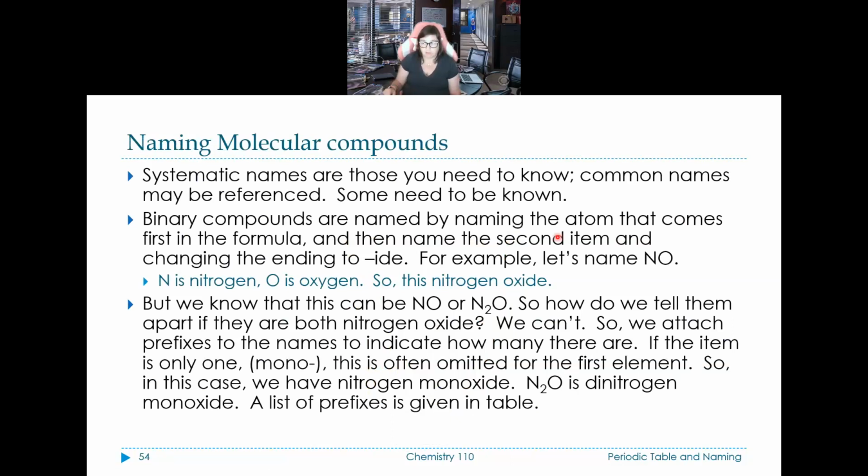So systematic names are those you need to know. Common names may be referenced. Some need to be known. They will be in a table on the test. You can look at that before the test, and I will post those tomorrow, I promise.